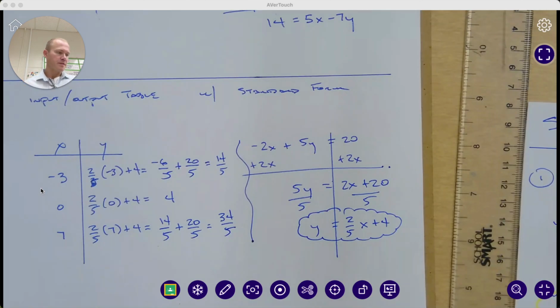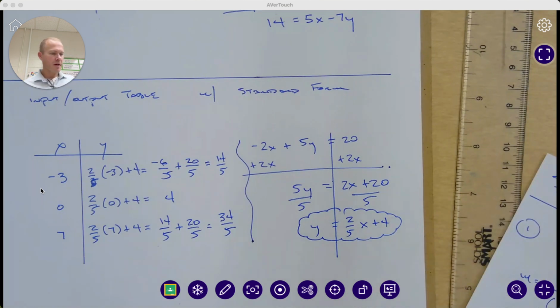All right, you have slope-intercept from 2 points. You have standard form graphing it. You have conversions between the two forms, and I have an input-output table.